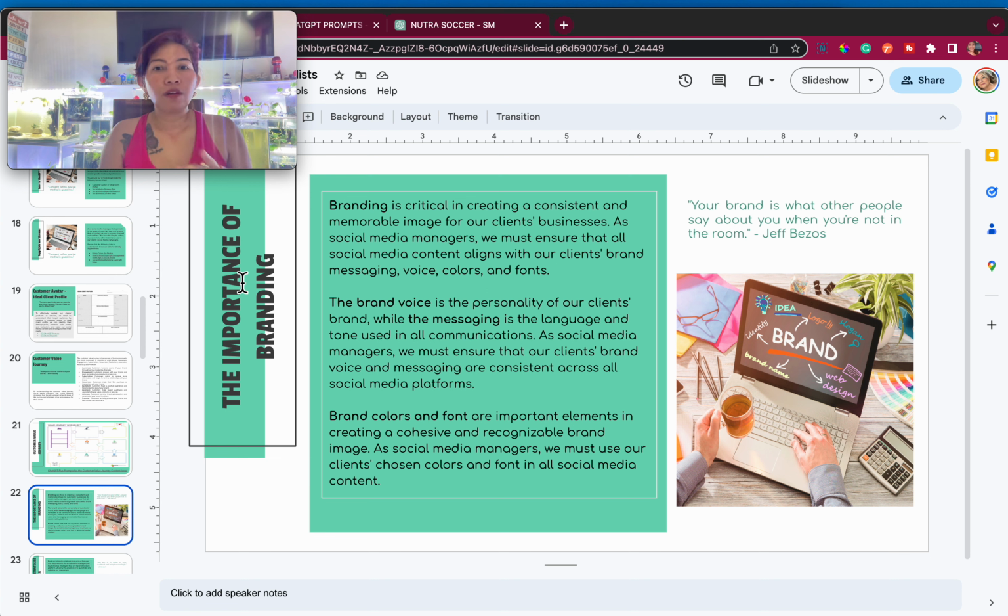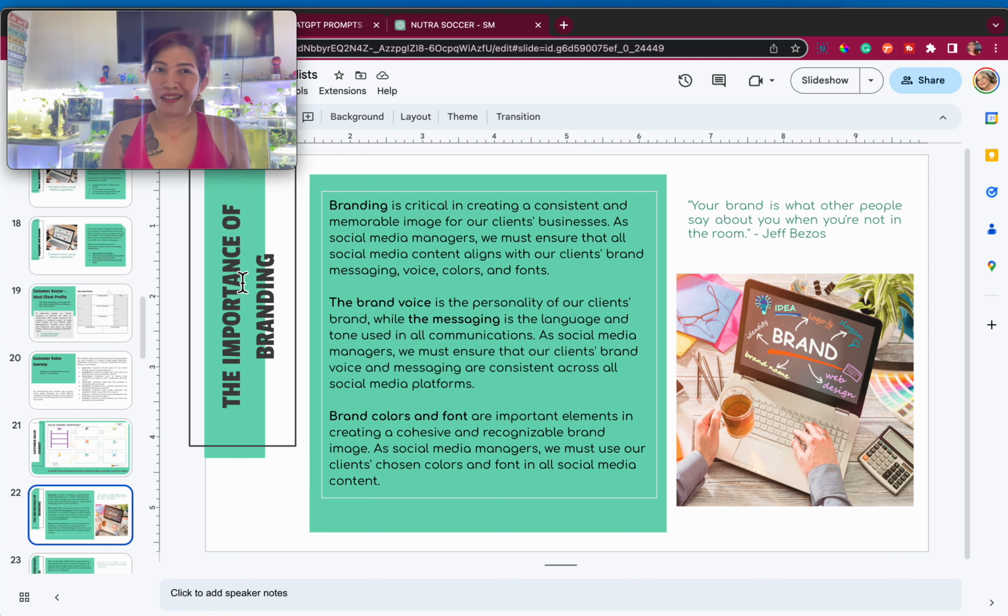And then the brand colors and font are important. What's the font style for your client? You need to identify that before creating the graphics. What are the brand colors based on their logo? Is it pink? Is it black? Is it blue? Then if that's the case, our graphics should show that. Those brand colors should be evident in our graphics.